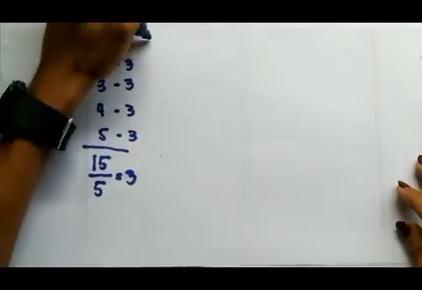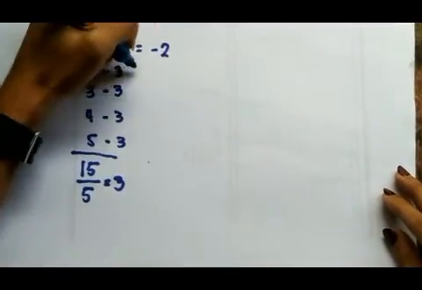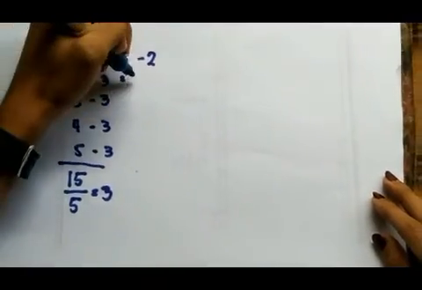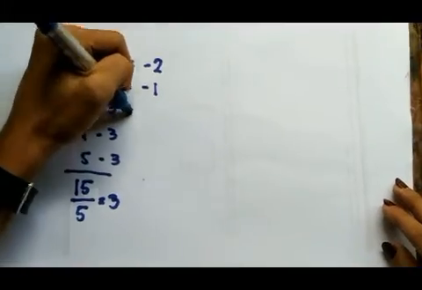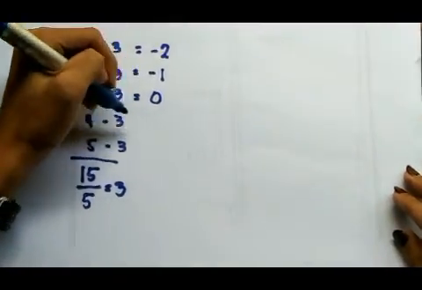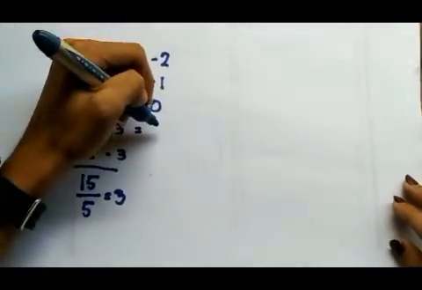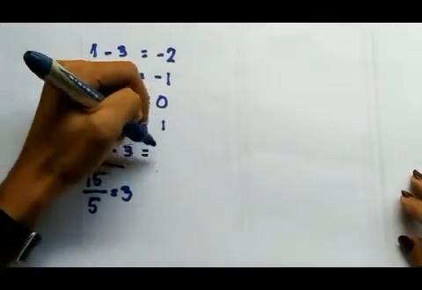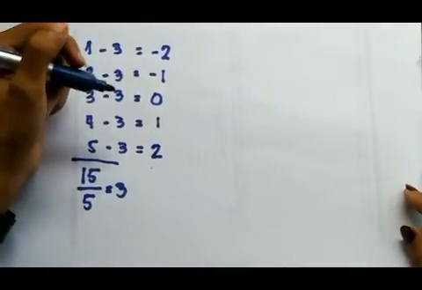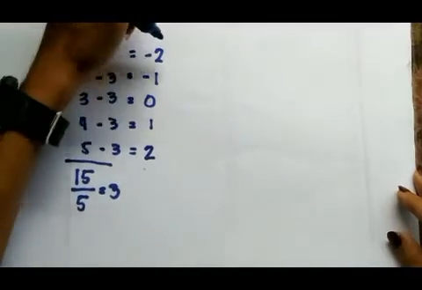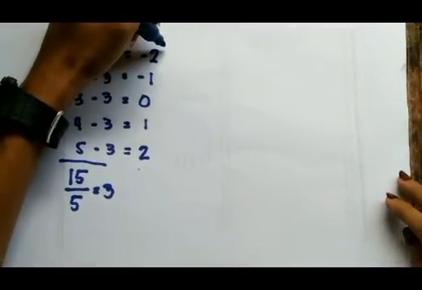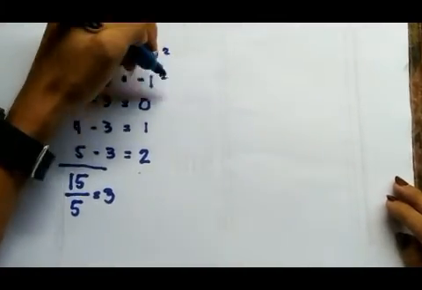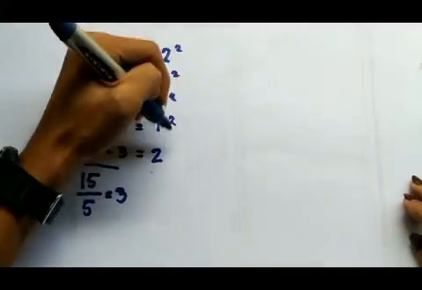So 1 minus 3 is equal to negative 2. So 2 minus 3 is equal to negative 1. So 3 minus 3 is equal to 0. 4 minus 3 is equal to 1. Then 5 minus 3 is equal to 2. Next, we're gonna be raising to 2 each of these subtracted means.